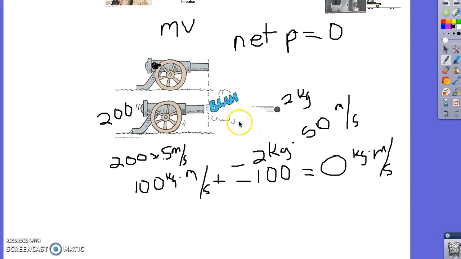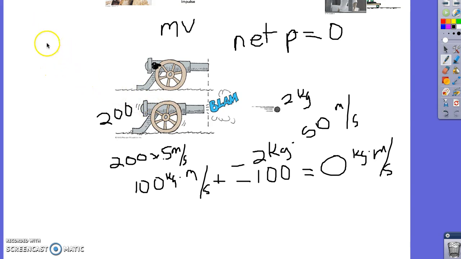Because even though the cannonball is going a lot faster, it has a higher velocity, it has a lower mass. And same thing with the cannon, it has the opposite. It has the higher mass, but it has a lower velocity. So the change in momentum is going to be the same for both of them. All right. And so that's something very important to keep in mind.